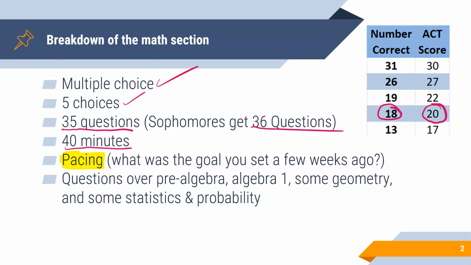Maybe the goal you wrote down was that you wanted to get a 27 on the ACT math. Well, that means you need to get around 26 questions correct, all right? So you want to think back to those goals, and that kind of dictates your pacing. If you're trying to get a 20, that's going to mean you have about 2 minutes a question. Whereas if you're trying to get a 27, you're definitely going to have less time to use per question.